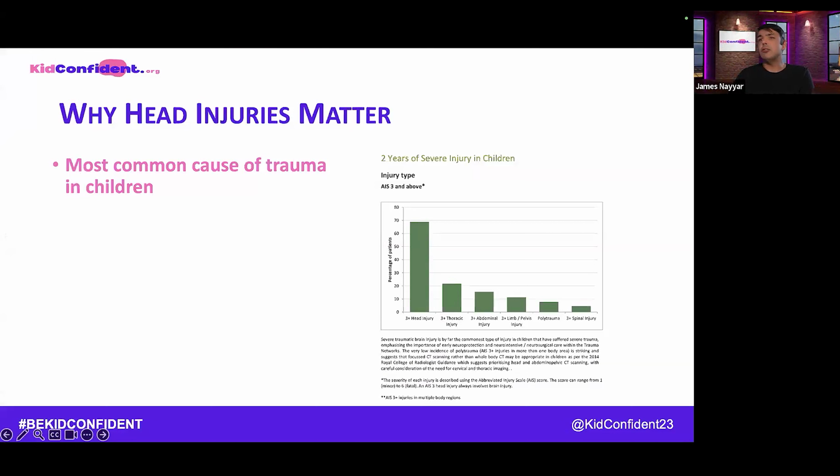So why do head injuries matter in paediatrics? Well, quite simply speaking, they're the most common cause of trauma in children. And this is a graph from the TARN data that was published about trauma in children between 2019 and 2020. And you'll see a few more of these graphs here. But as you can see, the number of injuries from children with severe injuries that involve their heads massively outweighs any other body system. So they're really important and they're really common, and they're a source of anxiety for all of us who go out pre-hospital and see children.